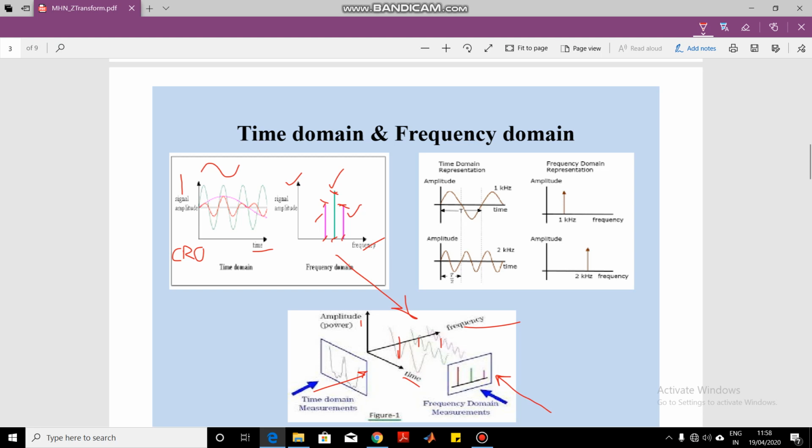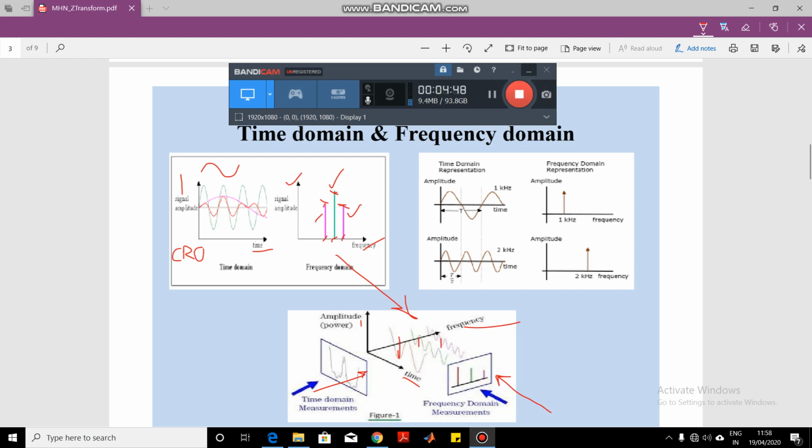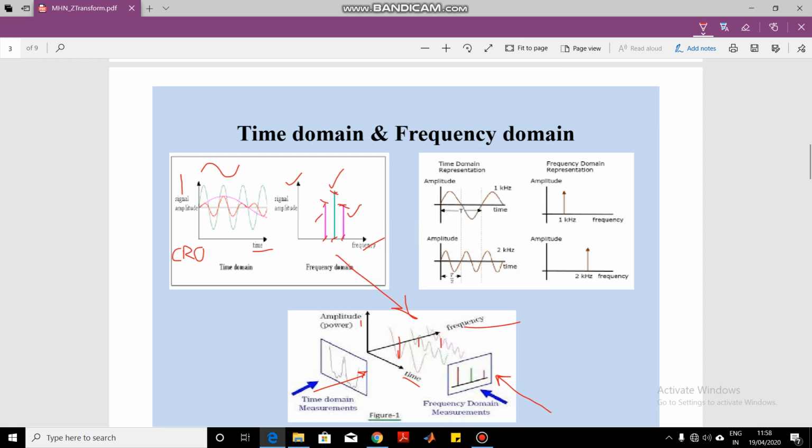So that's why frequency domain representation is also very important, and these two representations, time domain representation and frequency domain representations, are widely used for signal analysis in signals and systems. So this is about the time and the frequency domain. And what is the equipment that allows you to view the signals in the frequency domain? That equipment is called as a spectrum analyzer.